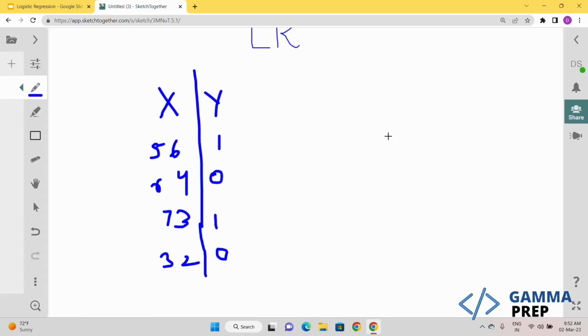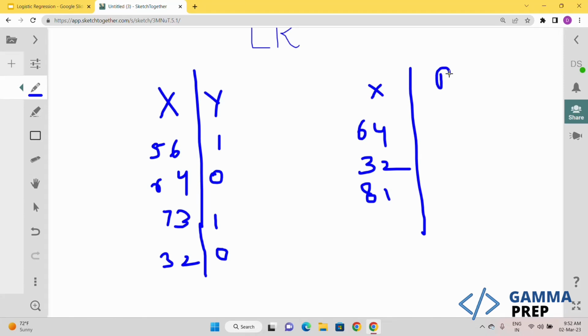Now what will logistic regression do? Based on your x value, let's say 64, 32, 81, it is going to model the probability of a certain class or event. So it's going to basically give you the probability. Let's say we get the probability of an object being in class 1, that is, the probability of a person being placed. So the probability is, let's say, 0.6. Here it is 0.3. Here it is 0.8, something like this.